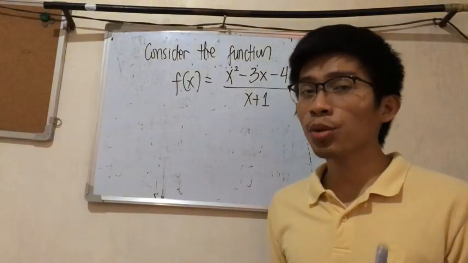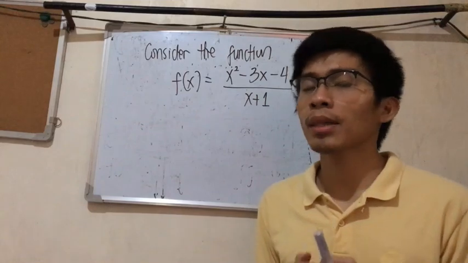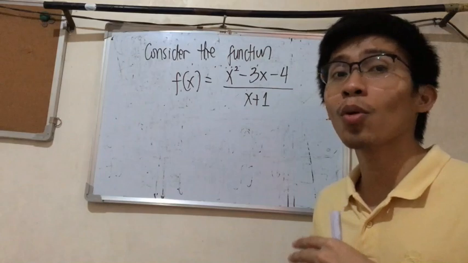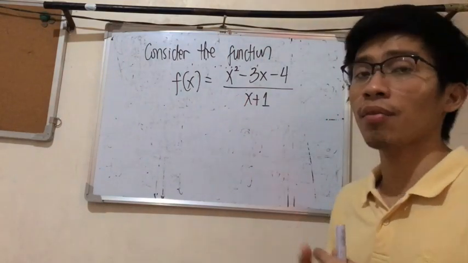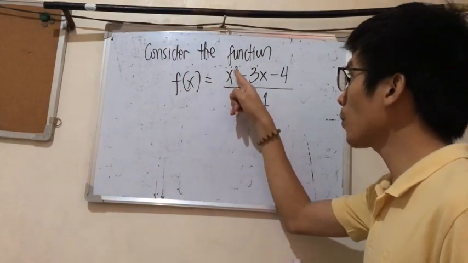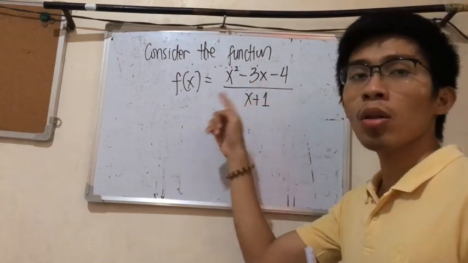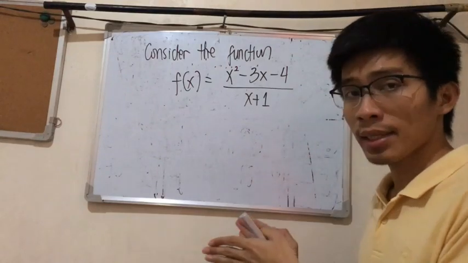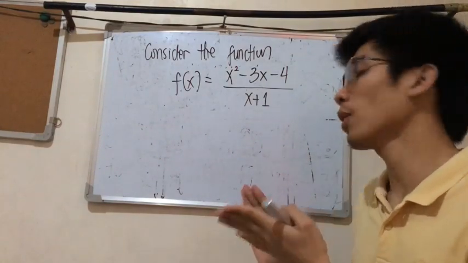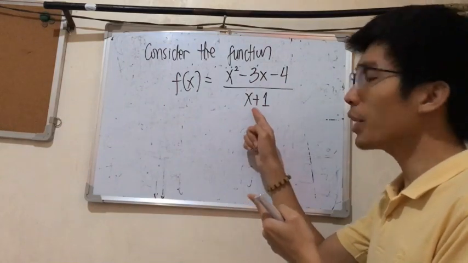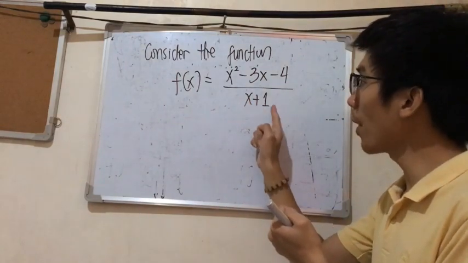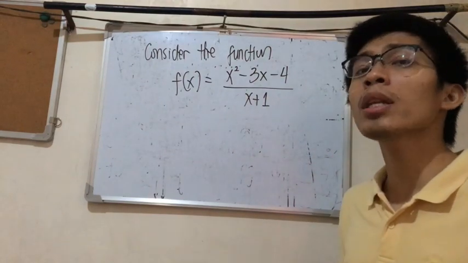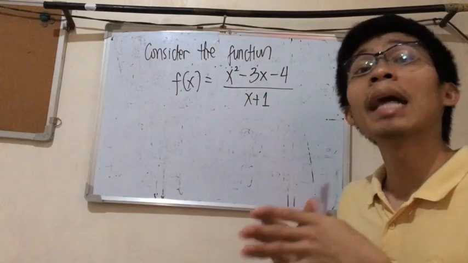Okay, let's try to define again continuity and discontinuity of a function through this example. Let's make our example more abstract. Okay, consider the function f of x equal to x squared minus 3x minus 4 all over x plus 1. We believe that this is a rational function, meaning once your x becomes negative 1, your denominator is 0, and if your denominator is 0, that is undefined.